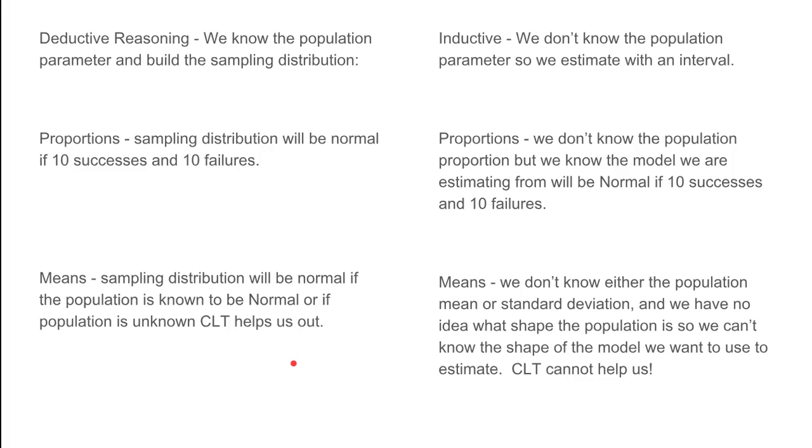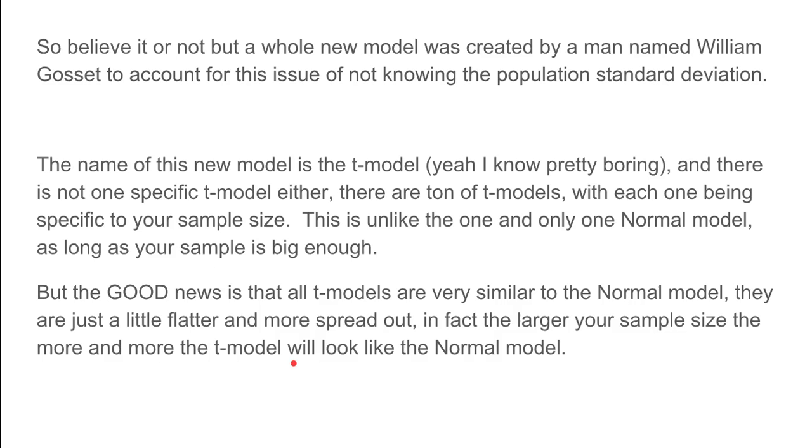And the normal model is really a model that talks to us about spread, where data falls above and below the mean. And without knowing the standard deviation of the population, there's just no way that we know it's going to be normal. So this is a huge problem because we love the normal model. Everything is based on the normal model. Z-scores are based on the normal model. The probabilities we've been calculating, talking about unlikely, all that's based on the normal model. So we're in a little bit of a problem here. Well, believe it or not, a whole new model was created by a guy named William Gosset.